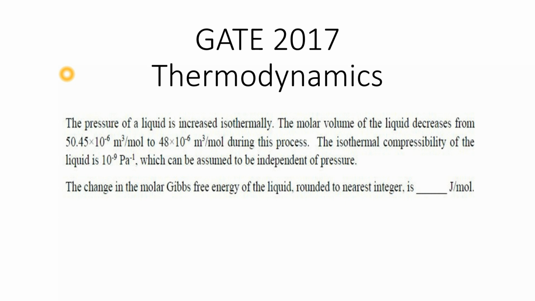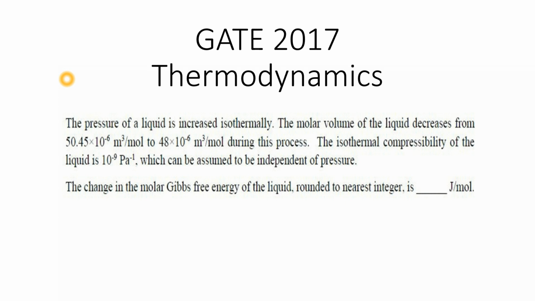The isothermal compressibility of the liquid is 10^-9 Pa^-1, which can be assumed to be independent of pressure. The change in the molar Gibbs free energy of the liquid, rounded to the nearest integer? We need to calculate the Gibbs free energy from this given data.